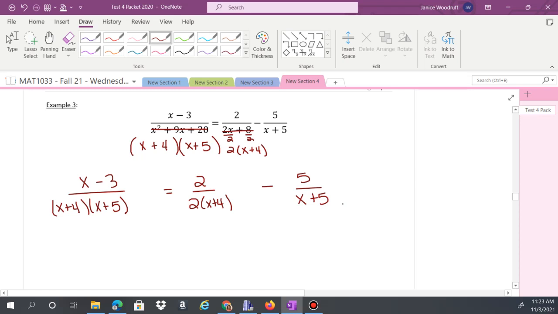Okay, we want to note the restrictions. That's step 2. So each factor would get set equal to 0. So you have x plus 4 equals 0. That would give us an x value of -4. You have x plus 5 equals 0. That would give you an x value of -5. The 2, there's nothing to do with that. 2 doesn't equal 0. X plus 4 we did, x plus 5 we did. So my restrictions, x cannot equal -4 or -5.